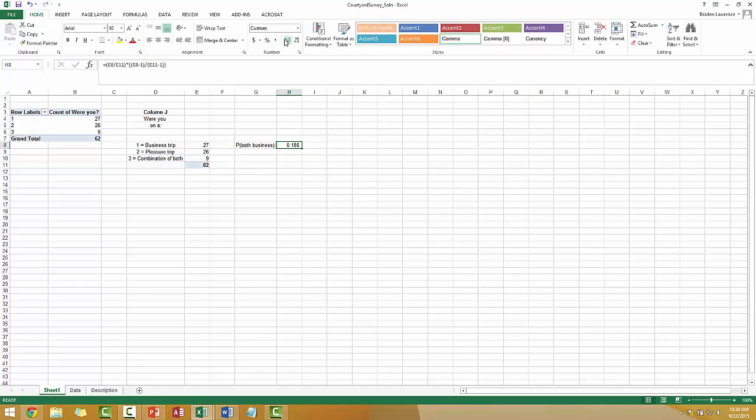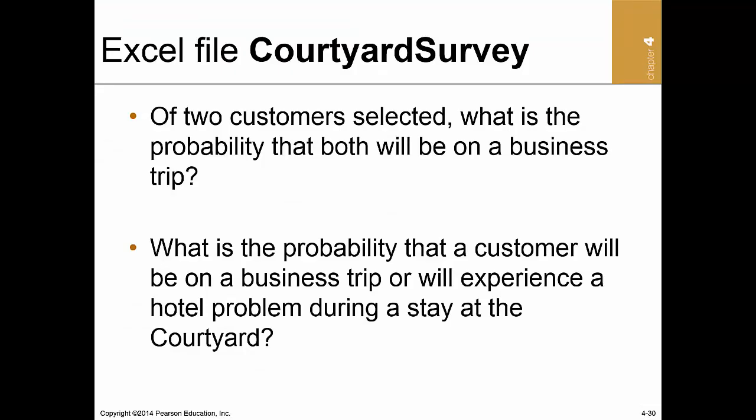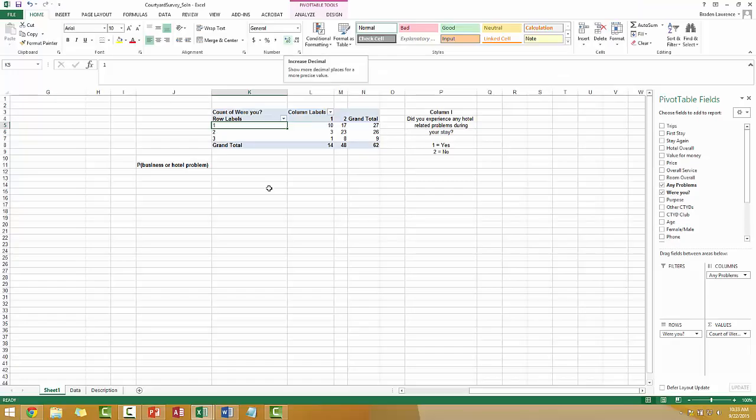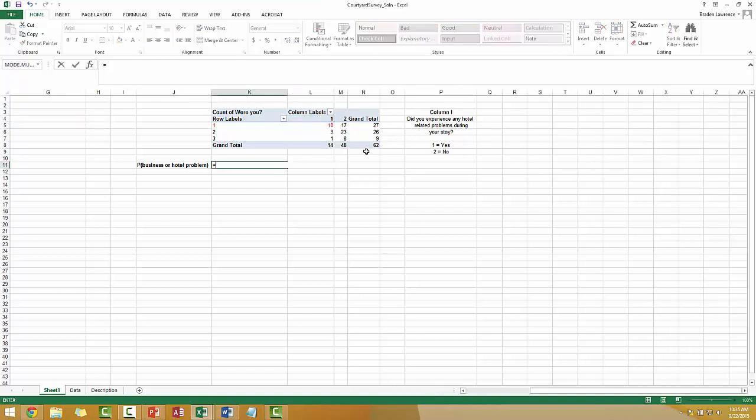Now for the second question, we want to determine the probability that a customer will be on a business trip or will experience a hotel problem during a stay at Courtyard. So in this case, we'll create another pivot table and add the "were you" column J to our rows and column I for any problems in columns. Again, we know 1 for rows here will be business, and in the column labels, 1 will be problems, 2 will be no problems.